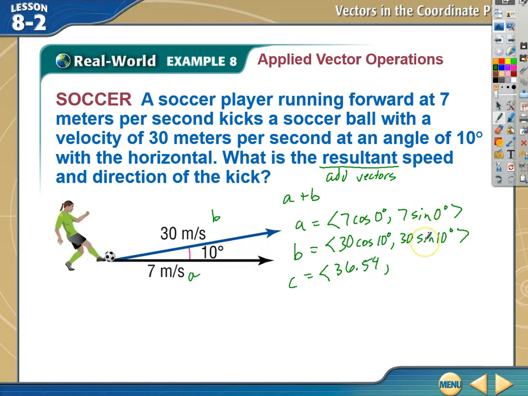Add these two, I get 5.209. Okay, great, added them up, there we go. Woo! Did I do it? No. Because resultant means add vectors.